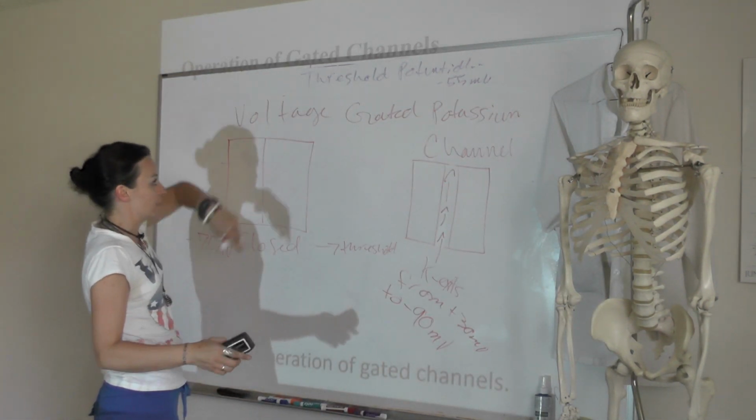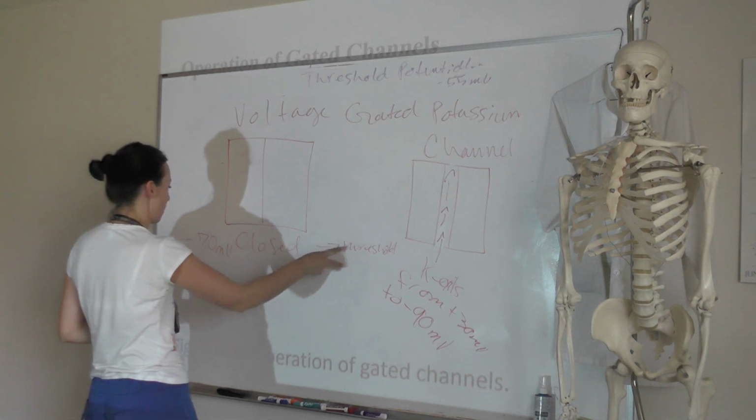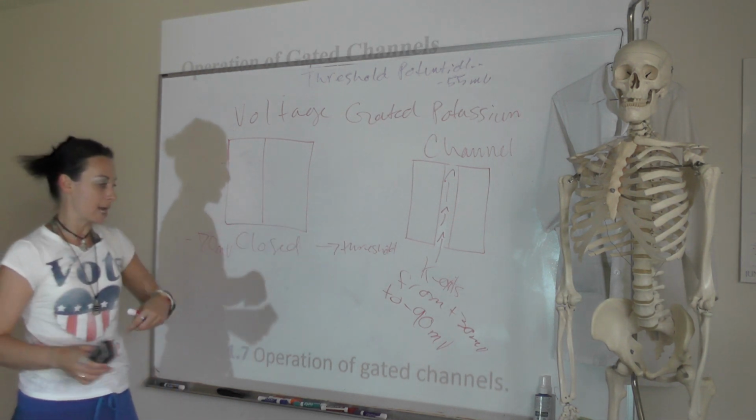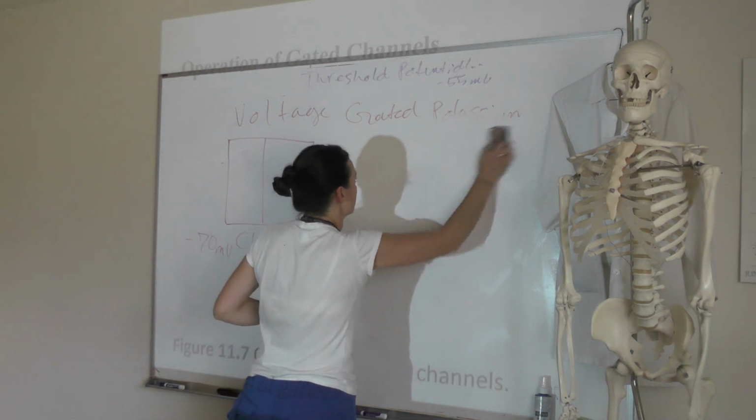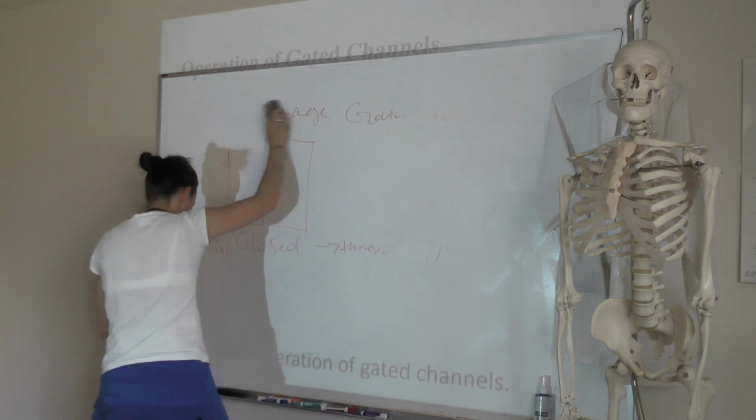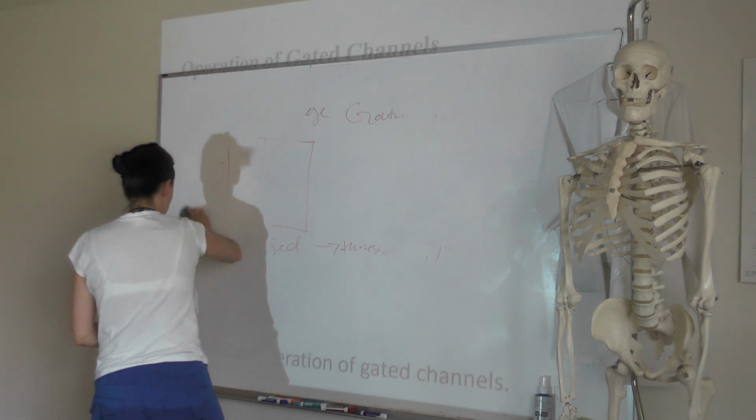But as far as operation of gated channels go, it's some specific voltage that's going to get them to open up. And then when they do, their ion is going to flow down its concentration gradient. So we're facilitating diffusion and allowing a current to flow. Okay.